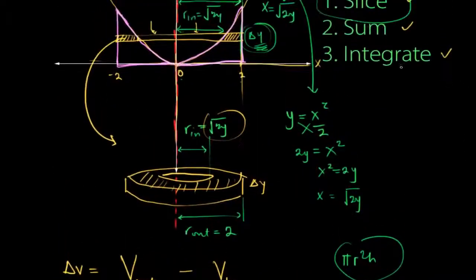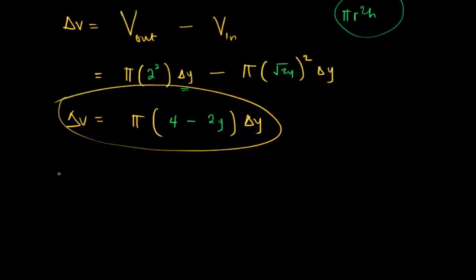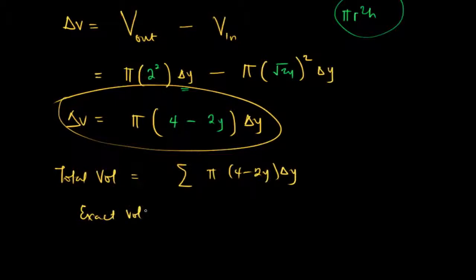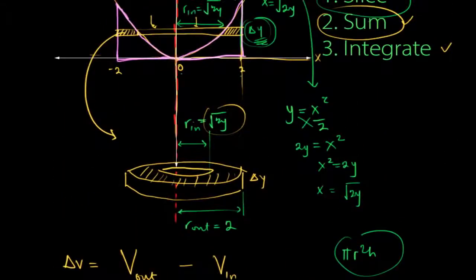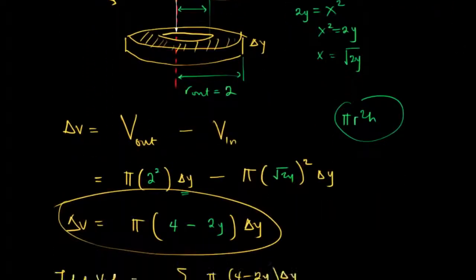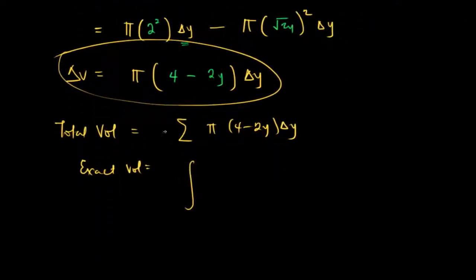The next thing says sum, so you want to sum, so that is my total volume. My total volume is just going to be the sum of everything I have here, that is pi times (4 minus 2y) times delta y. And then to find the exact volume, the last step says integrate. That's just going to be the limit as delta y tends to 0, the integral of pi times (4 minus 2y), then this changes to dy, and this sigma has changed to the integral.